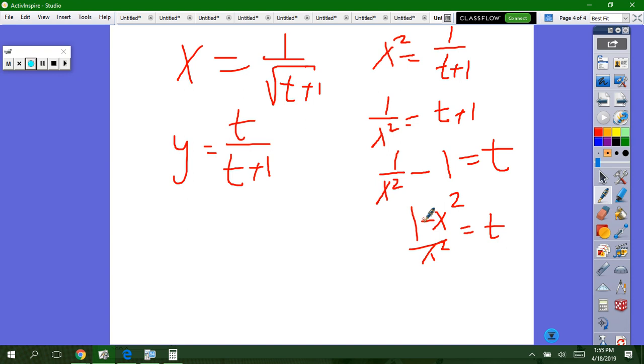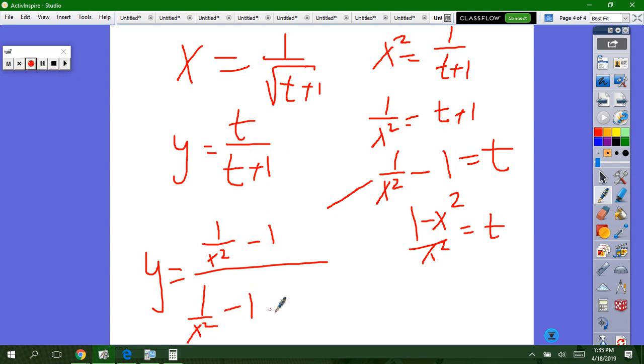Because now, to be honest with you, what are we going to do? We're eliminating the parameter, so what are we going to do? We're going to plug it back into the y, and either of them will still get us the same result. Okay, so then I come back down here. Let's go ahead and use this guy. So that is 1 over x squared minus 1, over 1 over x squared minus 1, plus 1.